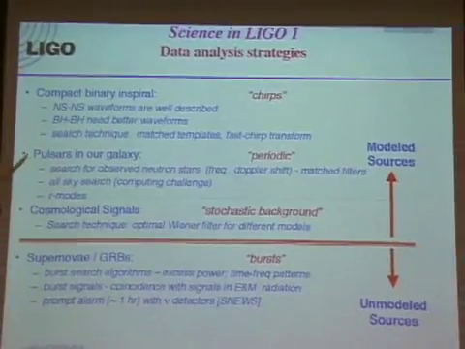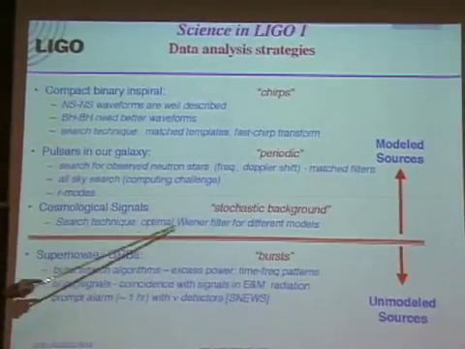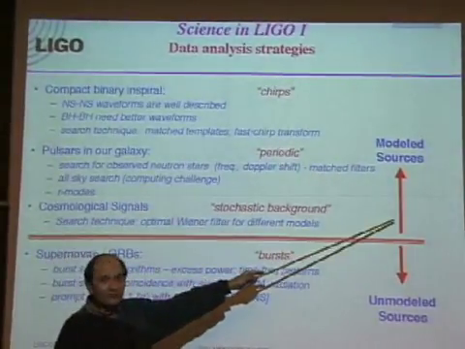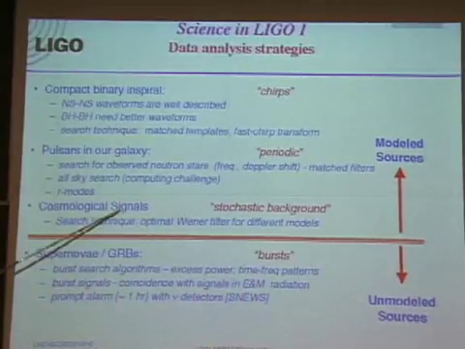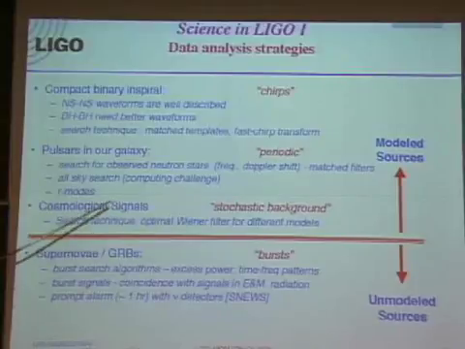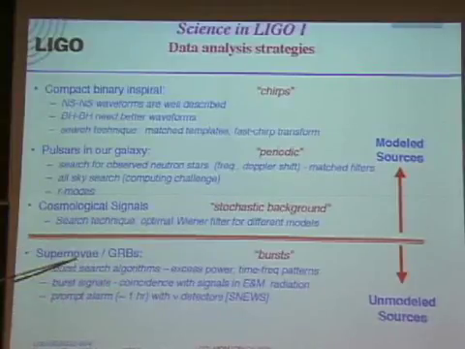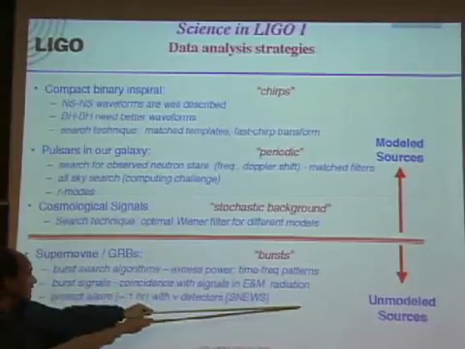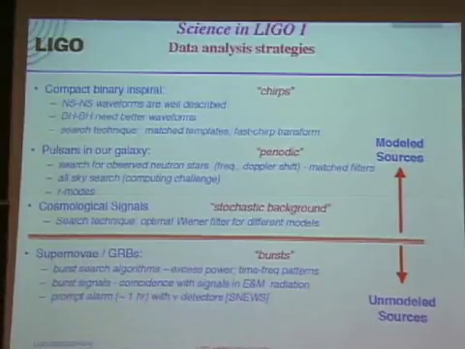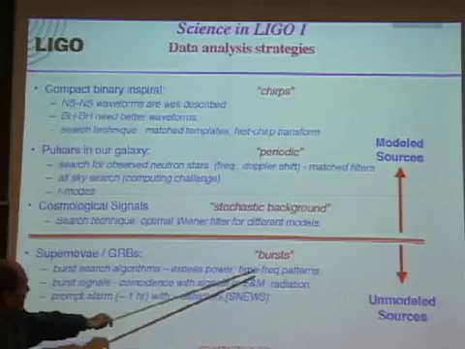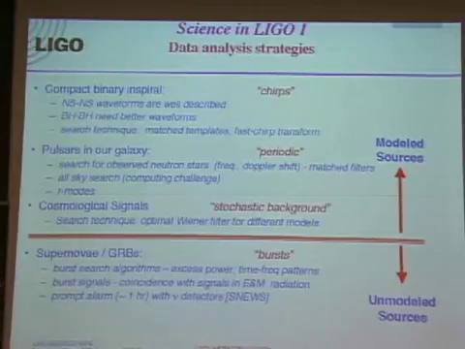The compact binary, the pulsars, and the cosmological signals are representative of modeled sources because you can conceive of templates or representations of signatures that you want to look for in the data. And then transients or bursts correspond to unmodeled sources, for which you have different types of time-frequency signal analyses that you would want to do on the data.